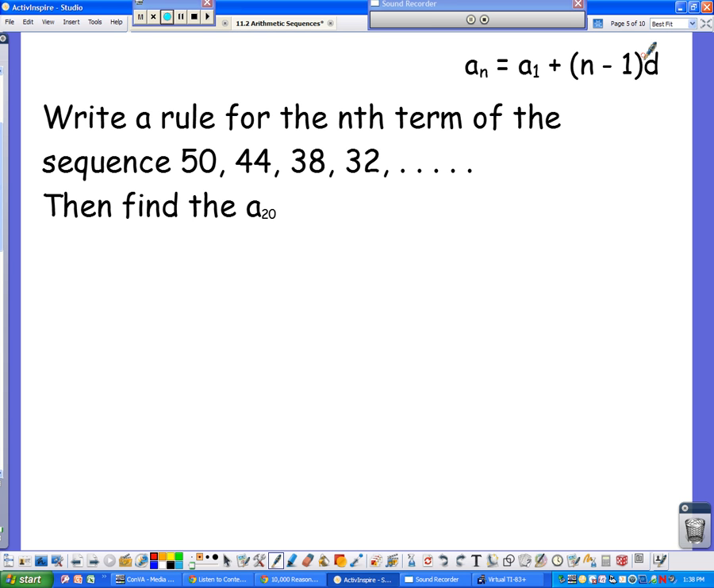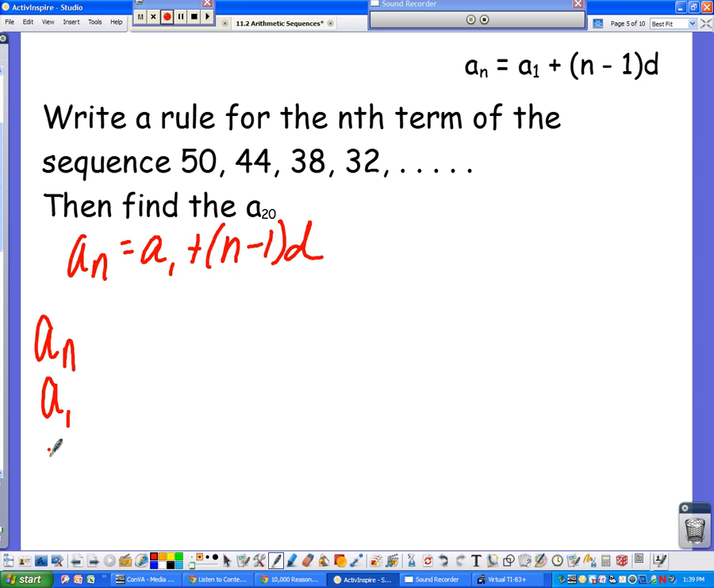If I want to write a rule, the first thing I'm going to do is start with my formula. Okay, and I want to know each of these pieces, what are they? A sub n is going to be our nth term, so we don't have that at this point. Our a sub 1, our first term in the sequence, is 50. Our n, well, we're actually looking for the nth term, so we're going to leave that as n, because it will change depending on what term we want.